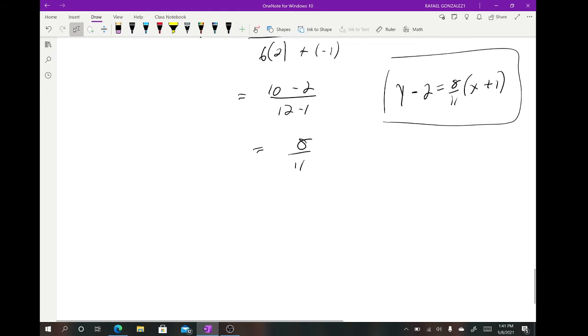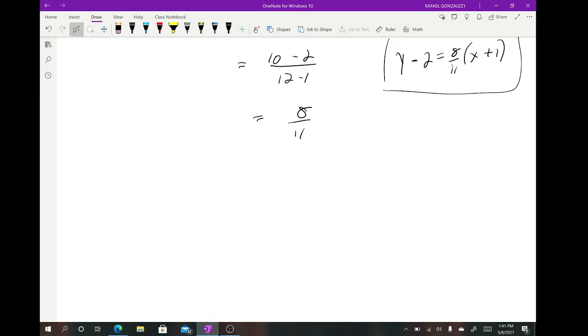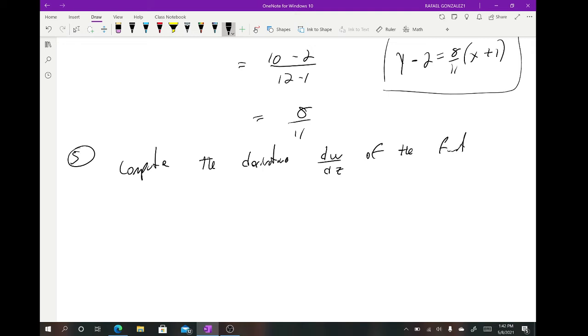All right. Question number 5 from the sample exam is to compute the derivative dw/dc of the function w equals the square root of 1 plus c e to the c.